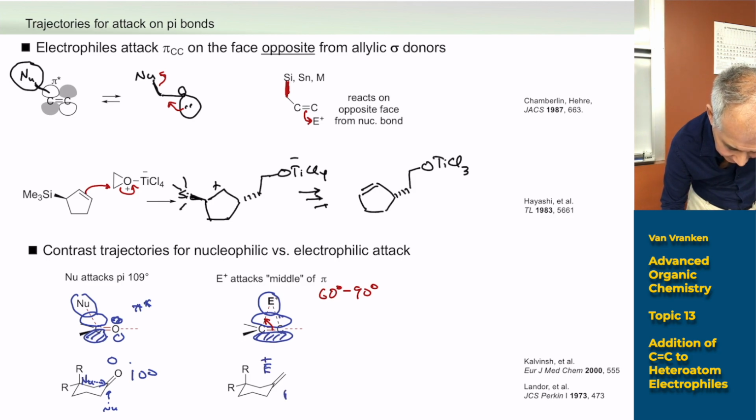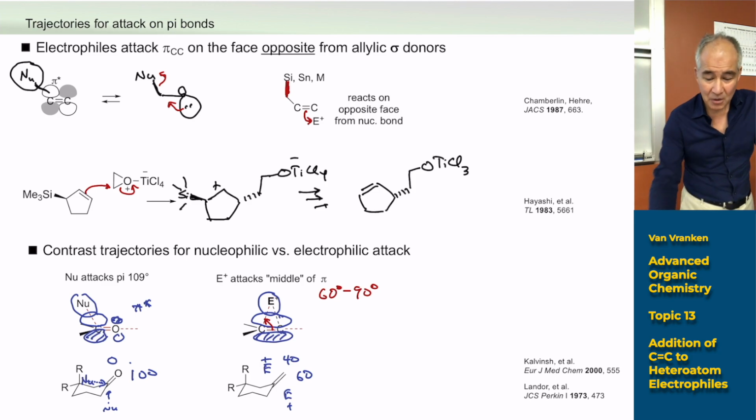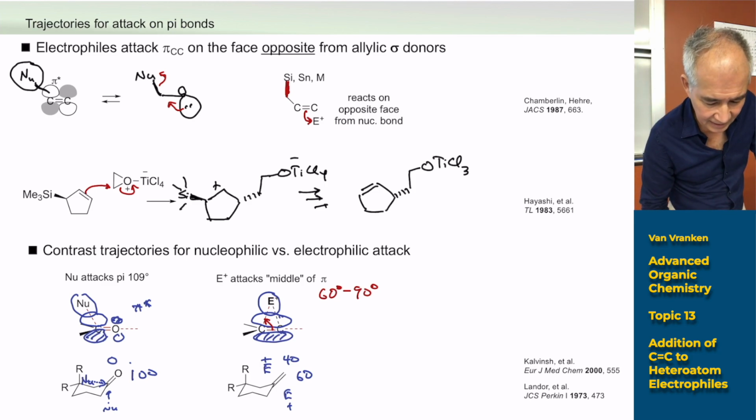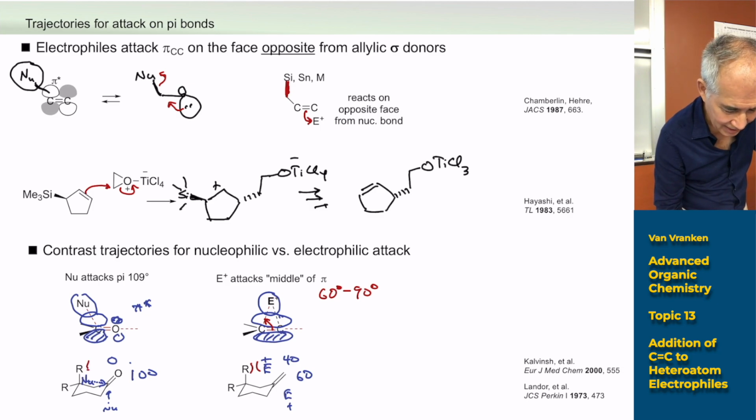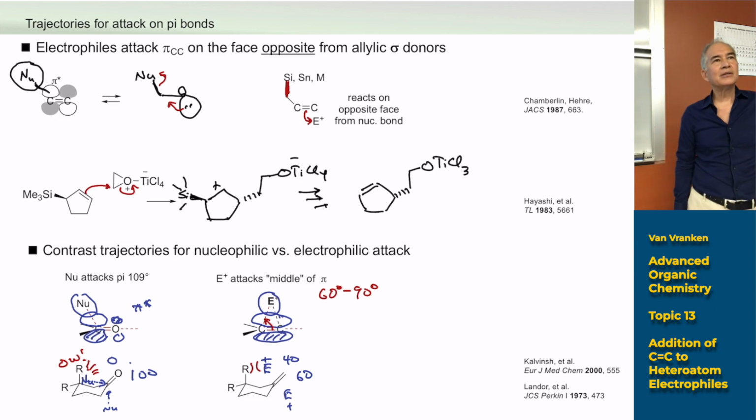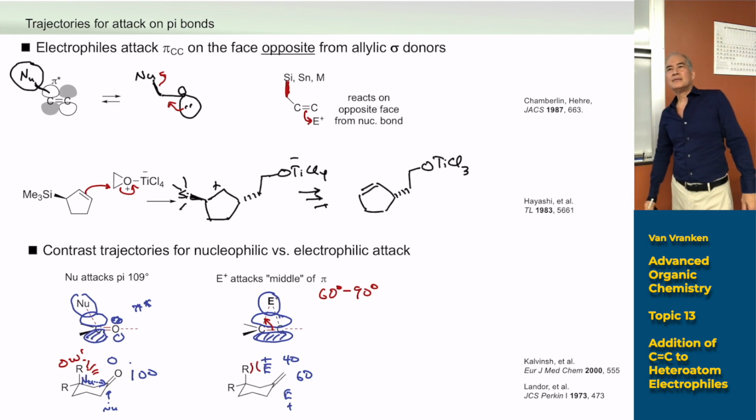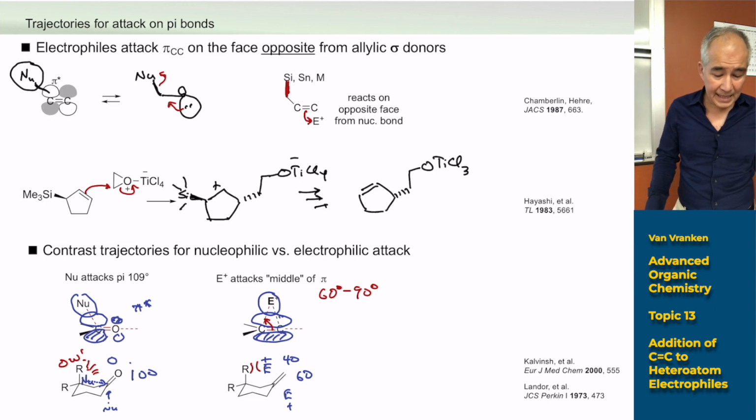Or E plus adding from the bottom face, right? Turns out that you get about a 60-40. Not 100 to 0, 60-40. So now there's a little bit of hindrance here, but nothing like addition to that carbonyl. So there's still a slight thing here. Whereas here, this is just like, ow, ouch, man, no way. So alkenes are nucleophiles.